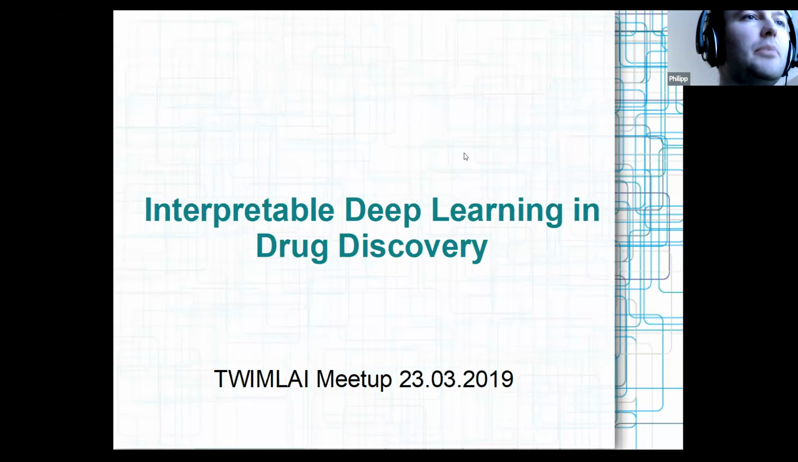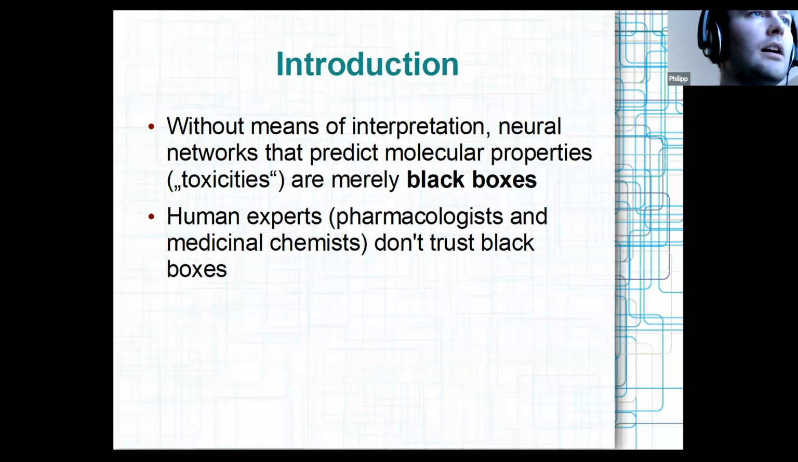Let's see how we can apply this now to drug discovery. This is the case not only in pharmacology, but everywhere. Without a means of interpretation, neural networks, as you all know, can be black boxes, because it's not really understandable for a human being what they do or what they mean.